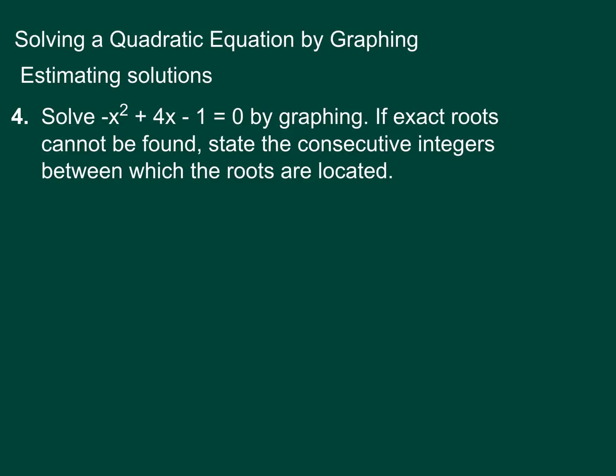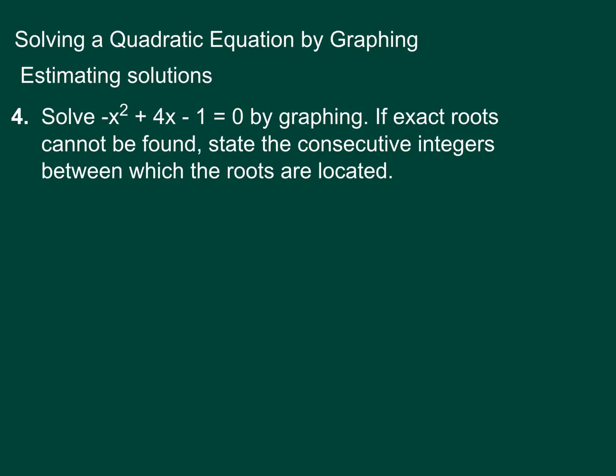Okay, for number 4, we're going to estimate solutions this time. So again, you might not know that you have to estimate them in the directions, but it says solve negative x squared plus 4x minus 1 equal to 0 by graphing. If exact roots cannot be found, state the consecutive integers between which the roots are located. And so what that means is we can figure out by the graph and the table where the root is going to happen, and I'll show you how we can do that.